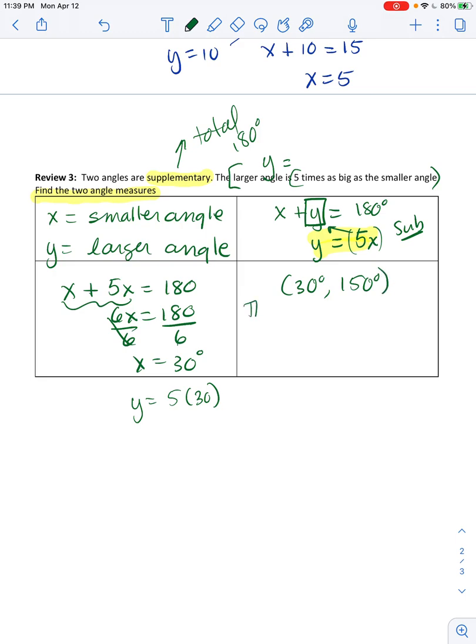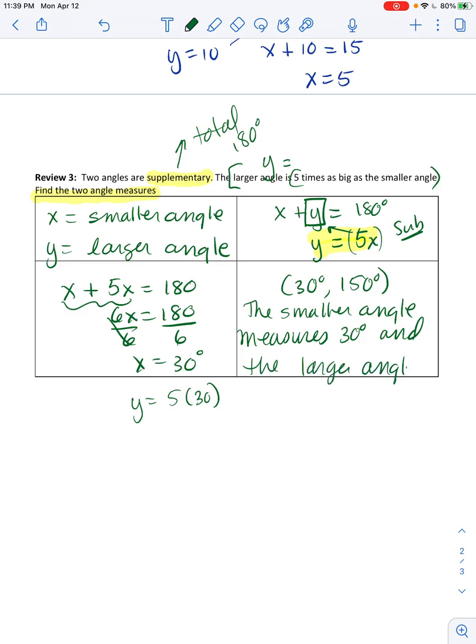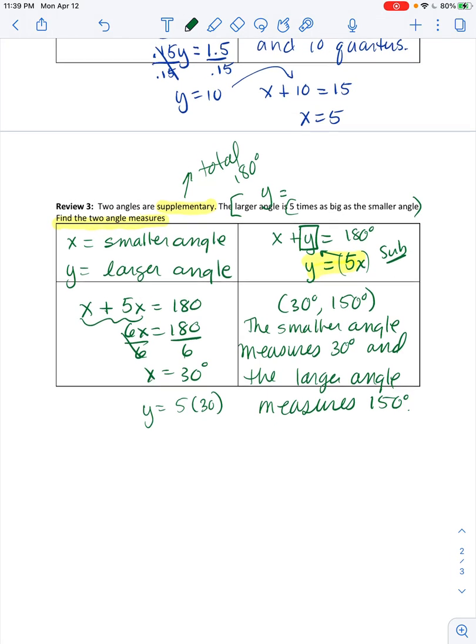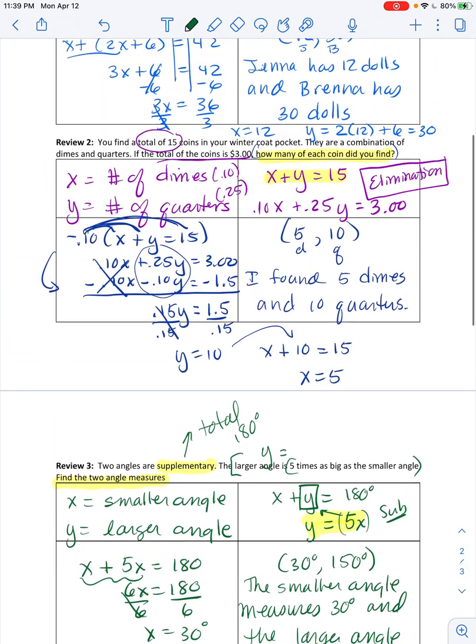Sentence would be: the smaller angle measures 30 degrees and the larger angle measures 150 degrees. So hopefully these 3 help you kind of recap again.